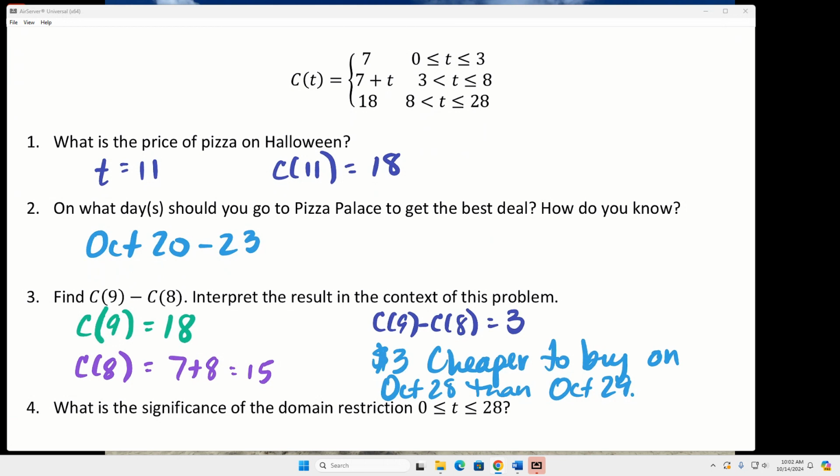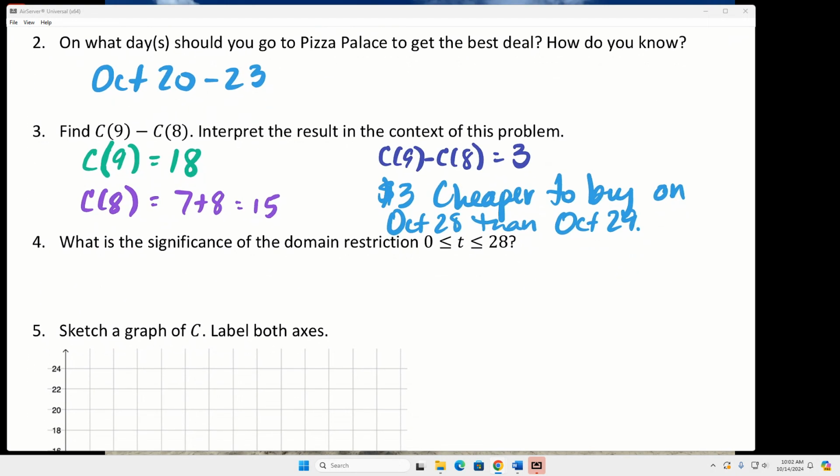All right, what is the significance of the domain restriction? So this is only from when t is 0 to when t is 28. What does that mean? How long is this sale going to go on? 28 days sale. Then back to normal pizza prices. Technically it's 29 if you count 0. It's okay, it doesn't matter.